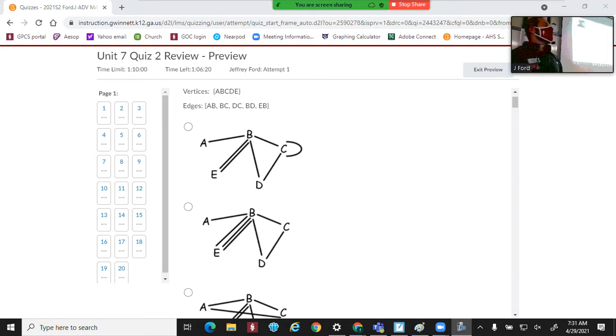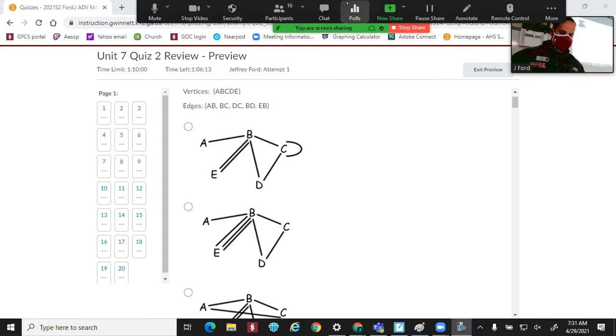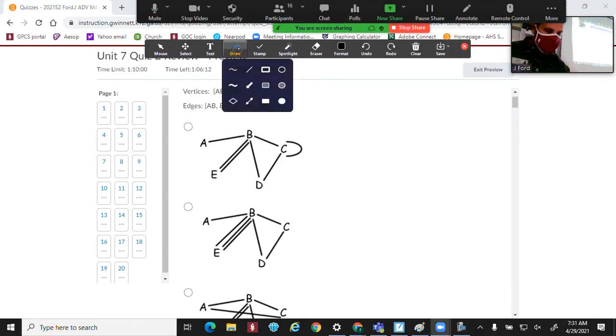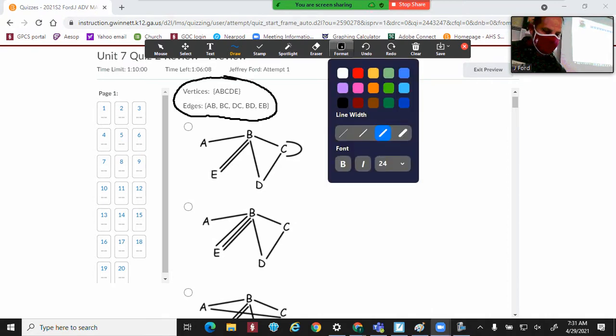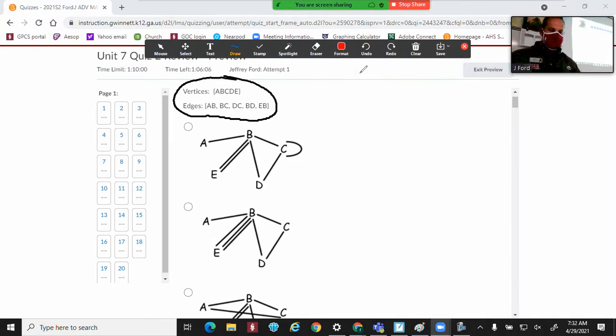All right. So, Unit 7, Quiz 2 review. First thing we have is a graph that we've got to create. It says create a graph using this information right here. Now I know it's a multiple choice thing, but what I would do is on a piece of paper, draw the graph, and then after I draw it, compare it to the answers.